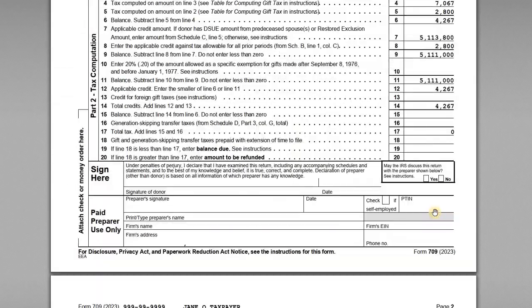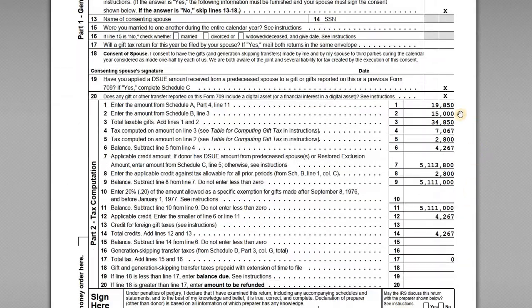So when we come back up to the return, we report our $15,000 there on line 2, and then we use the credit from the prior periods on line 8. So enter the applicable credit against tax allowable for prior periods, Schedule B, line 1, column C. So there's our $2,800 figure.